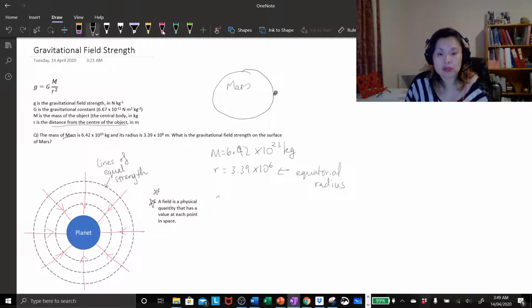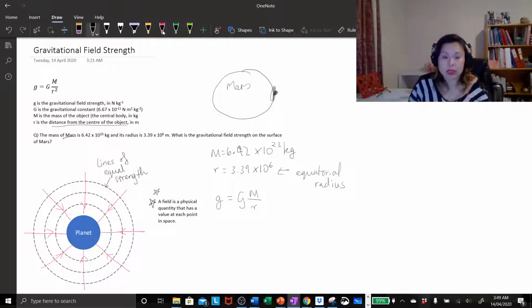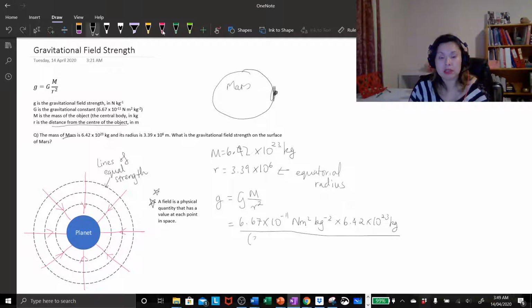So let's calculate the gravitational field strength at the surface of Mars. So little g is equal to the gravitational constant multiplied by the mass of Mars divided by the distance from the center of Mars squared. So let's substitute that information in. The gravitational constant is 6.67 times 10 to the negative 11 newtons meters squared per kilogram squared. And then we multiply it by the mass of Mars, which is 6.42 times 10 to the positive 23 kilograms. And then we divide it by the distance from the center of Mars, which is 3.39 times 10 to the positive 6, and that'll be in meters, and that is all squared.